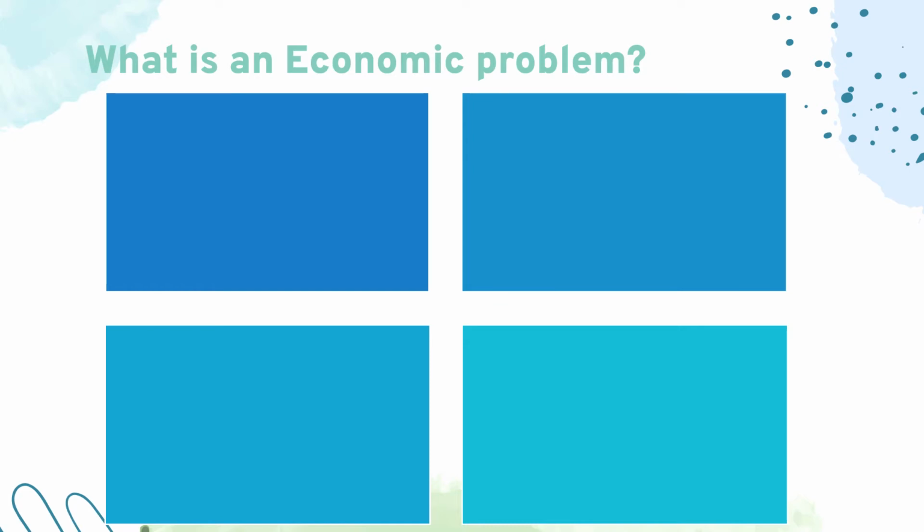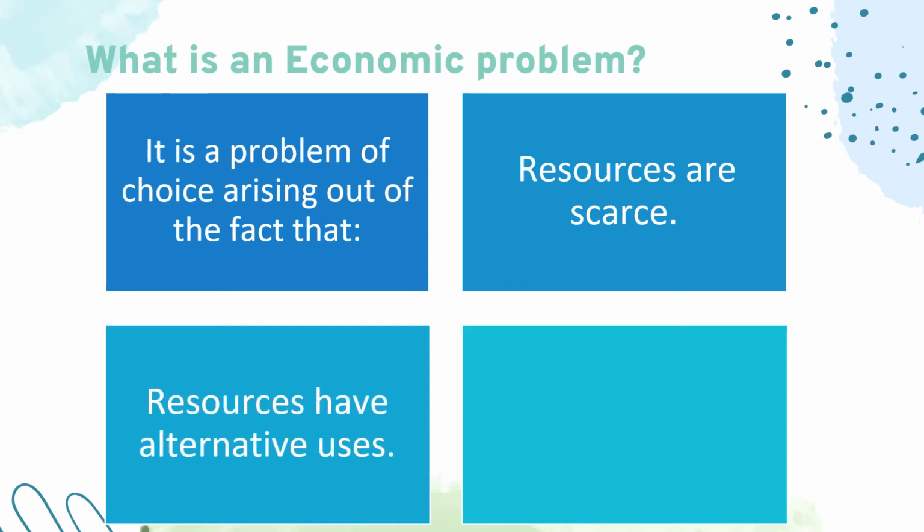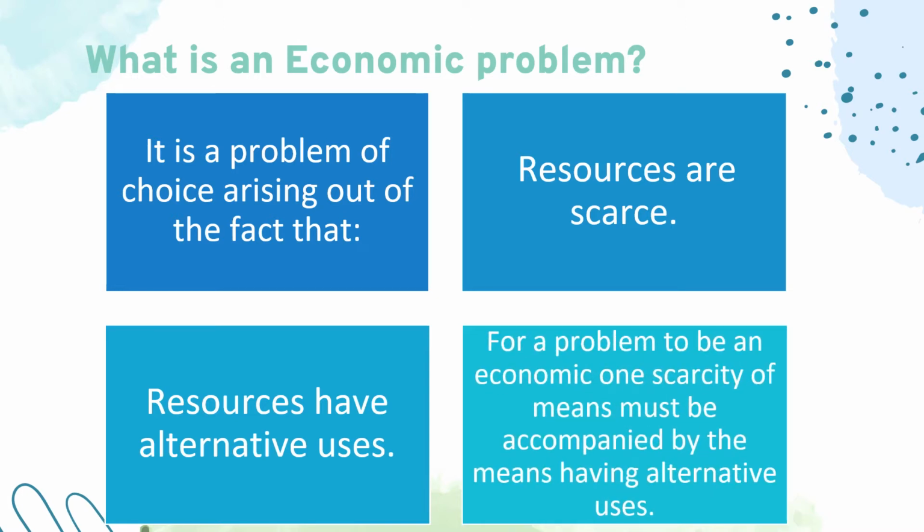So we need to define what is an economic problem. It is a problem of choice that arises out of the fact that resources are scarce, they are limited in comparison with the unlimited wants that we have, and that resources have alternative or other uses. For a problem to be an economic one, scarcity of means or resources must be accompanied by the fact that means have other or alternative uses.